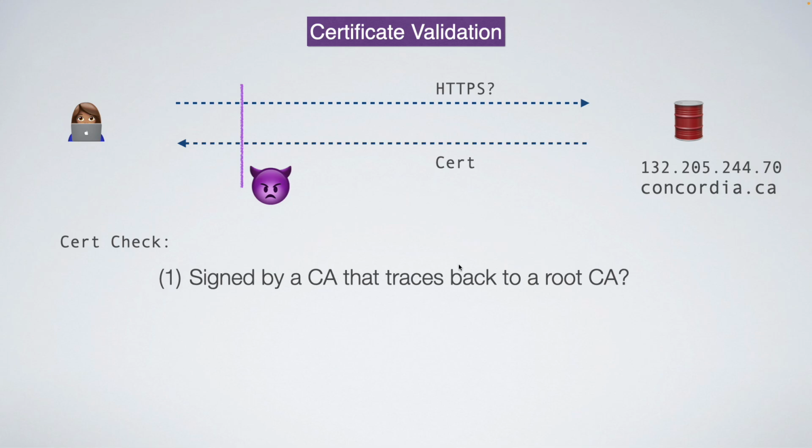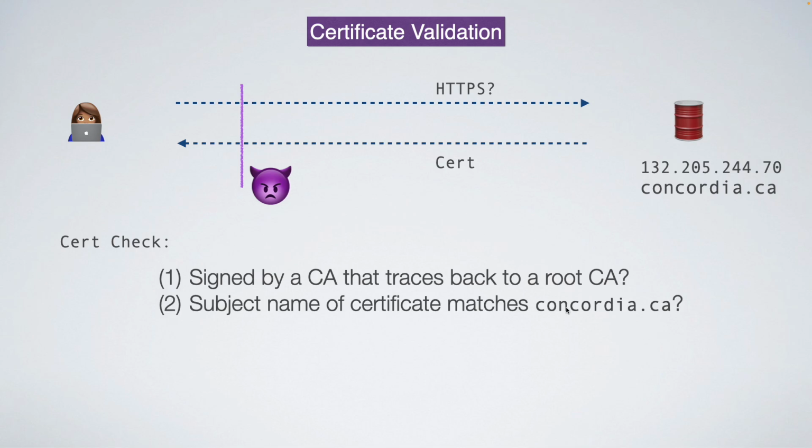The first thing you're going to do is look at the CA. You're going to say, okay, this is signed by this CA. Is this CA in my root certificates, or was it signed by another CA that eventually traces back to something that's in my root certificates? Okay, so you'll check that.